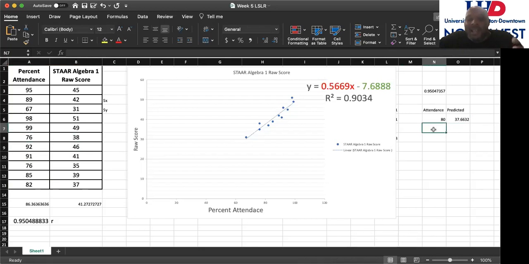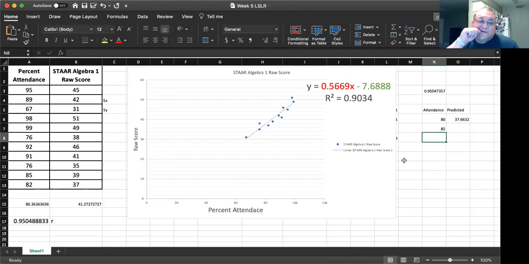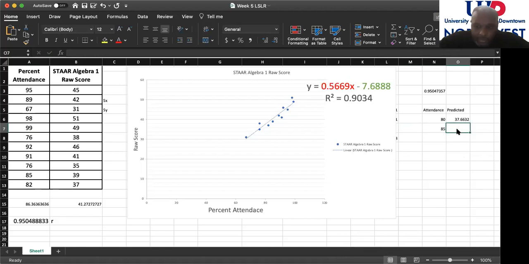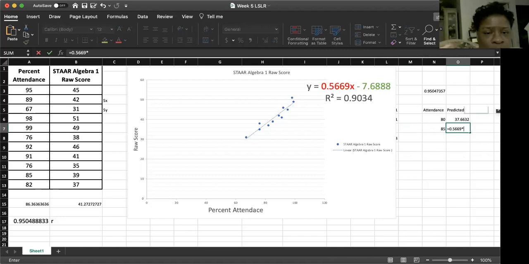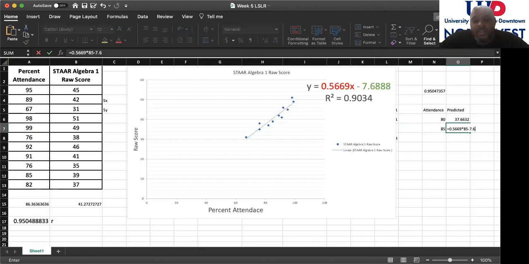Let's pick a number like 85. Do we have an 85 in our data set? Yes. And this time we're actually going to compare the two values. So for 85, again, plug into the formula: y is equal to 0.5669 times 85 minus 7.688.